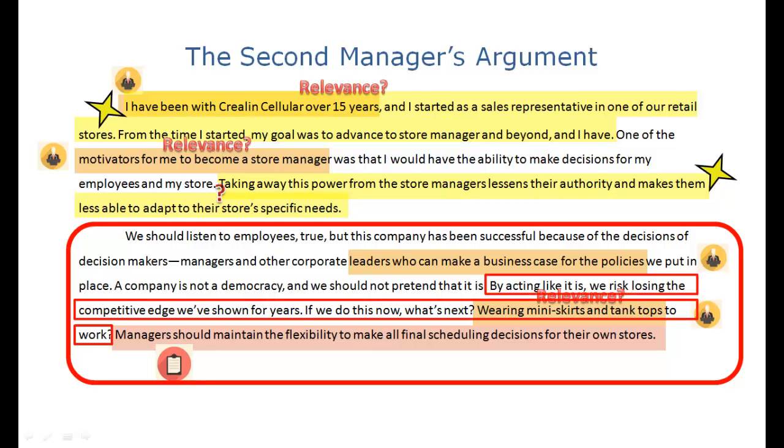Look here. By acting like it is, we risk losing the competitive edge we've shown for years. If we do this now, what's next? Wearing miniskirts and tank tops to work? That's a great example of the slippery slope fallacy, saying that once we take one step down a path, the next and the next steps will be inevitable. That's not necessarily true.